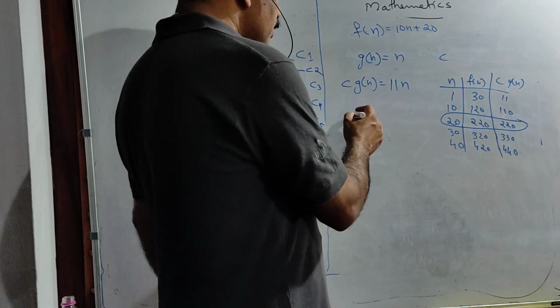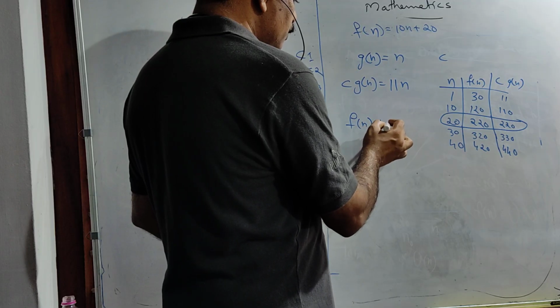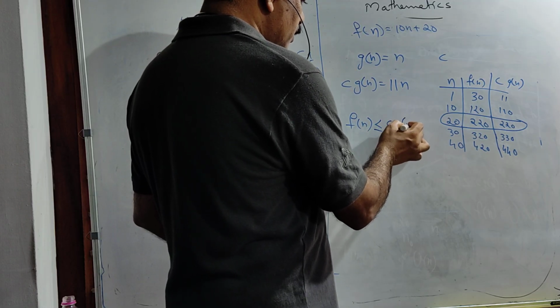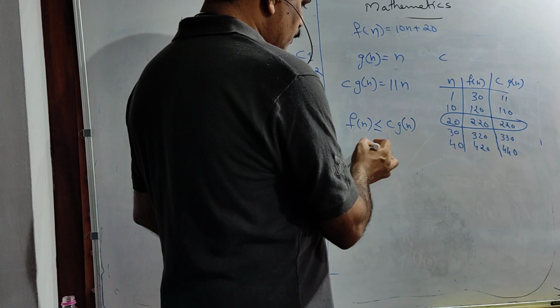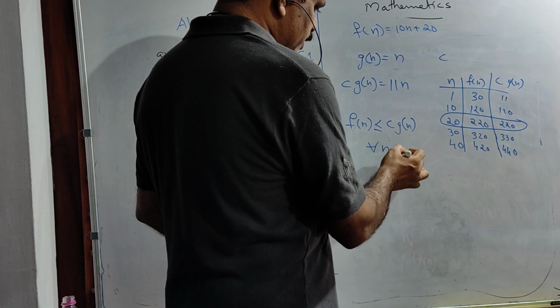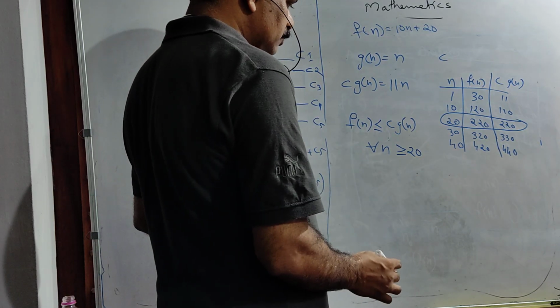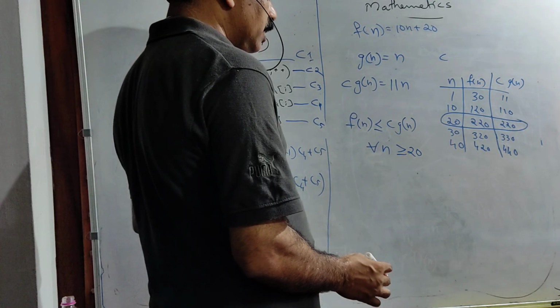We can say f of n is less than or equal to c into g of n for all values of n greater than or equal to 20. Okay.